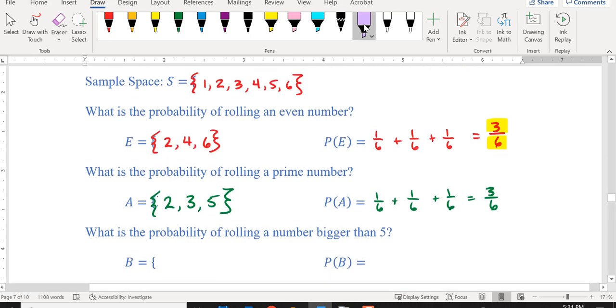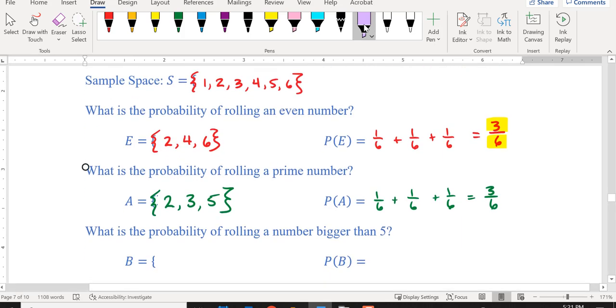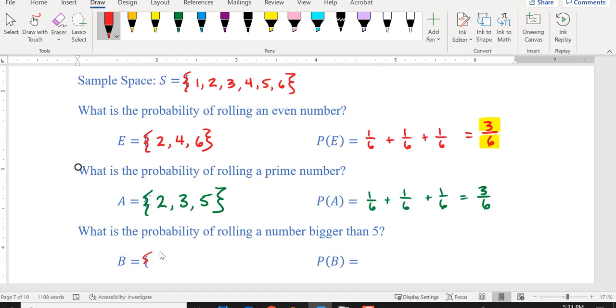All right, what's the probability of rolling a number bigger than 5? Has to be bigger than 5. That event would be just 6. Has to be bigger than 5. So the probability of that event is 1/6.